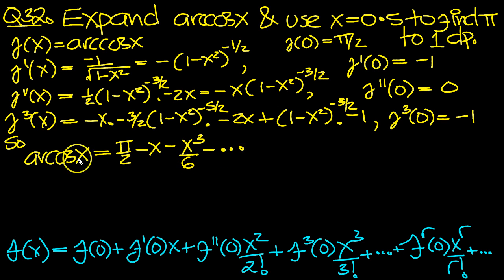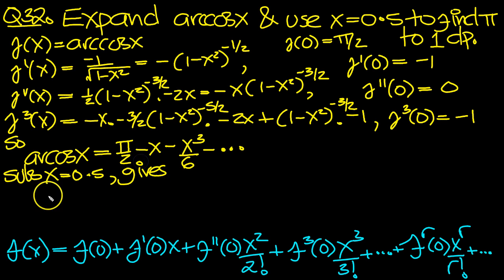So now if we sub in x equals 0.5, the arc cos of 0.5 is pi over 3, so pi over 3 is equal to pi over 2 minus 0.5, which is a half, minus a half cubed, which is 1/8, divided by 6 is 1 over 48, 8 sixes are 48.